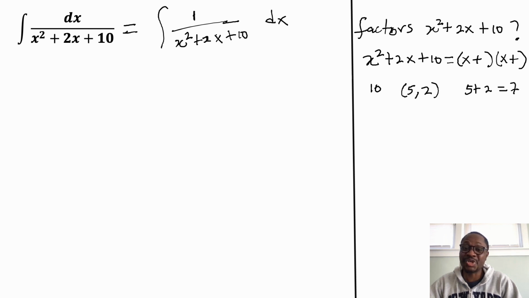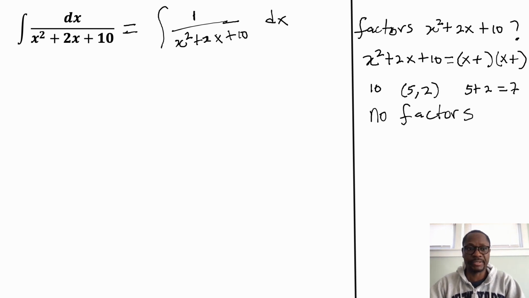So are there such factors? The simple answer to that question is no. So we can conclude that there are no factors, so the partial fraction method will not work for this question. If partial fraction doesn't work, what is the next default? The next default is to use completing the square. So let's use completing the square. I'm just going to write it here: completing the square.